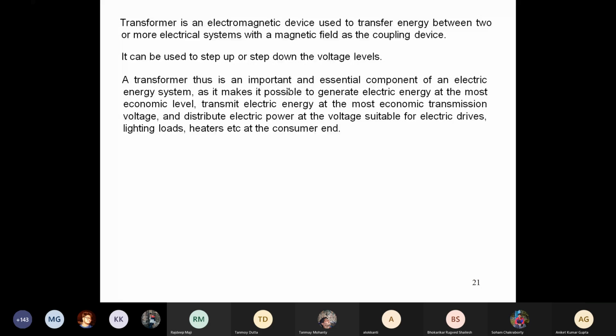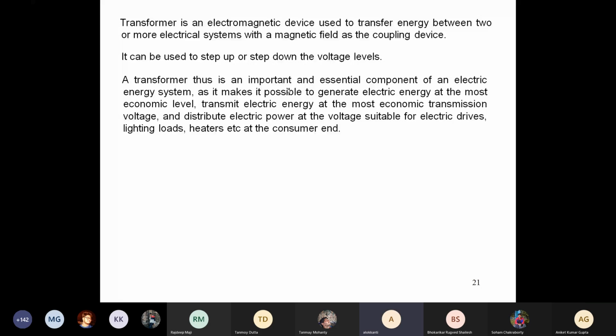But obviously, these transformers are distribution transformers. They are taking power from the grid and distributing in our locality. But then similarly, there will be generator transformers in the power stations. So a transformer is an important and essential component of an electric energy system as it makes it possible to generate electric energy at the most economic level, transmit the electric energy at the most economic transmission level, and distribute the electric power at the voltage suitable for electric drives, lighting loads at your homes, the heaters at the consumer end.